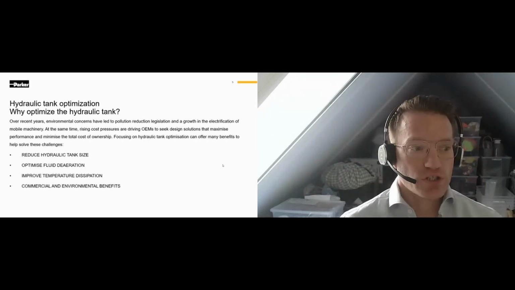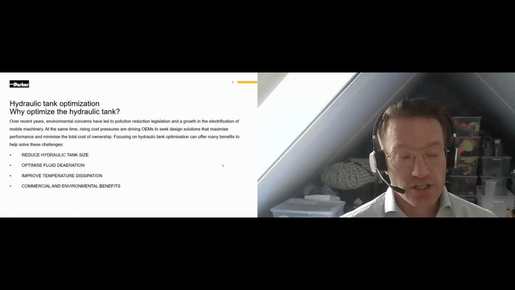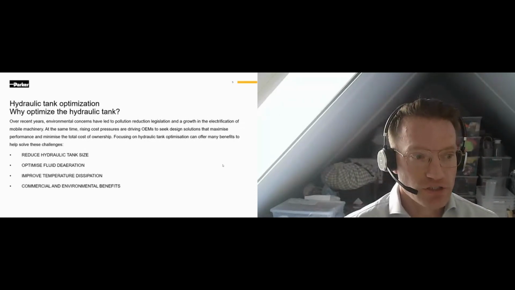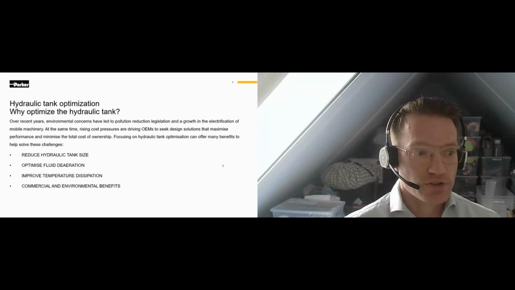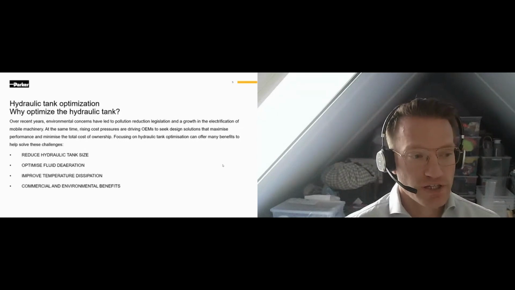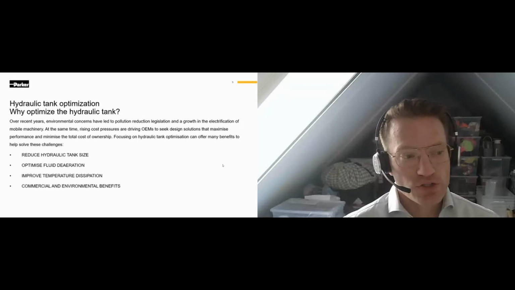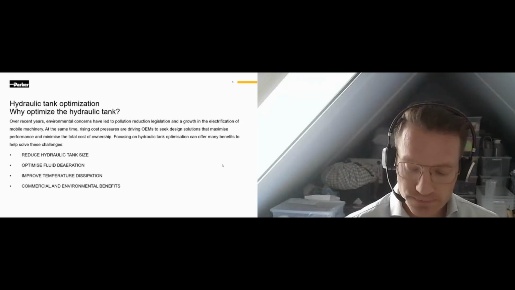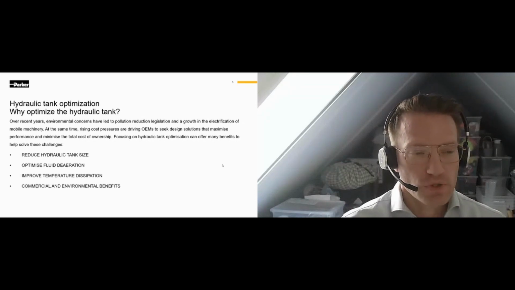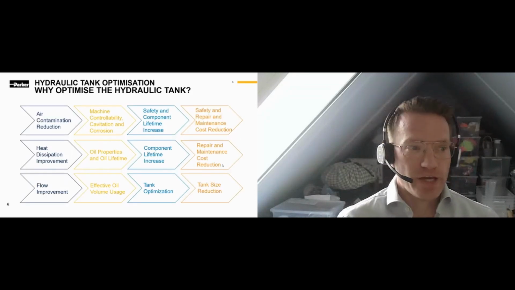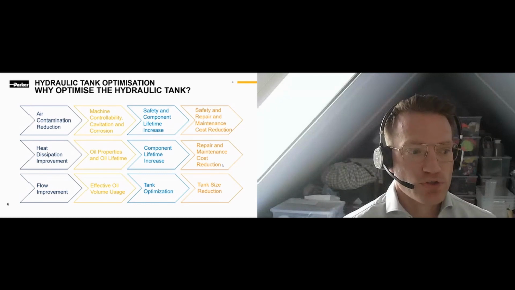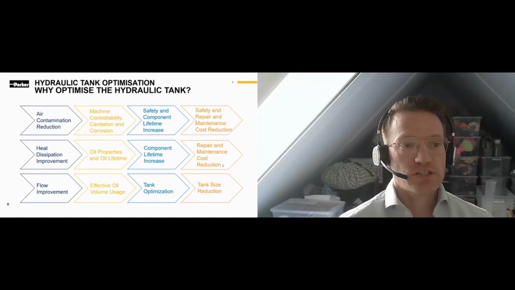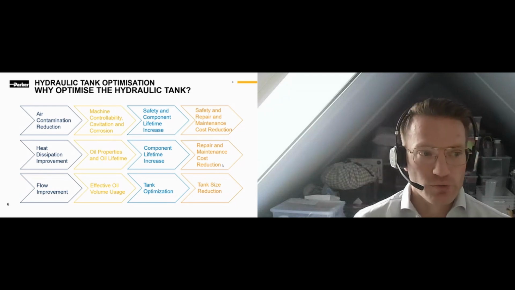We are not only reducing the tank size, but at the same time we're improving the performance by optimizing fluid circulation. We can improve the temperature dissipation via the tank, but we're also definitely focusing on the commercial and environmental benefits, because those are equally important. When we look at the basics of tank optimization, we focus on three key aspects: air contamination reduction, heat dissipation improvement, and flow improvement.